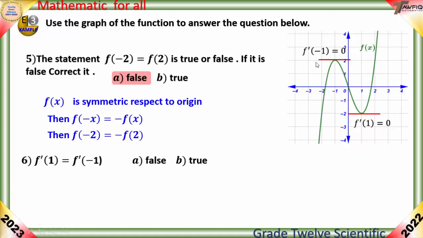In another way, we can say that because the tangent line at x equal to minus 1 and the tangent line at x equal to 1 are parallel, their slopes are equal. Because for every two parallel lines, their slopes are equal. So f prime of 1 is equal to f prime of minus 1. That means the statement is true.